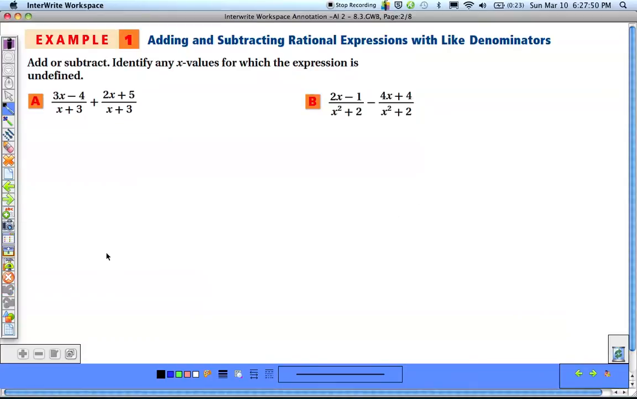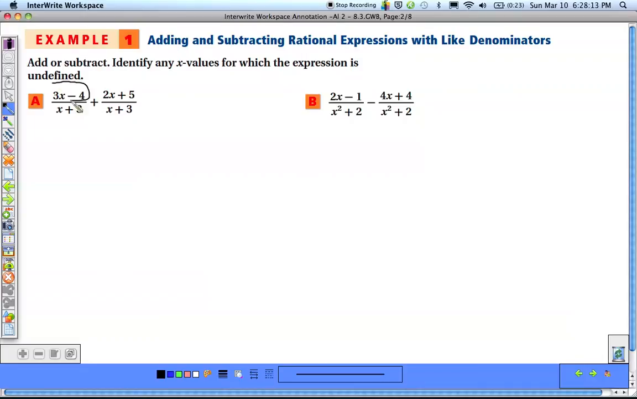The first example that we have then is just add or subtract. Identify any x values for which the expression is undefined. So again, we're talking about where would that denominator be equal to 0. So if we take a look at this, 3x minus 4 over x plus 3 plus 2x plus 5 over x plus 3. We have to make sure that we have a common denominator, which they're both x plus 3, so we already have that common denominator. We just have to add the numerators.